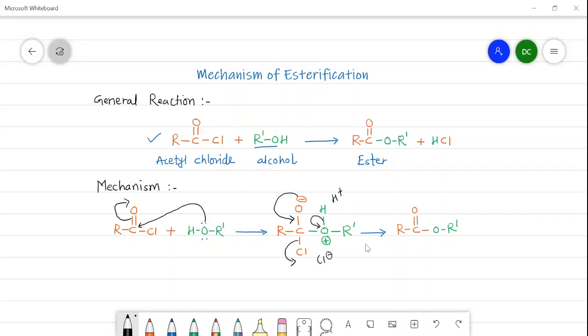They will combine to form HCl, and the remaining will be the RCOOR dash. This is the ester. In this way, esterification occurs, and we get a corresponding ester. Now, after the acetyl chloride, we will see the acid anhydride derivatives of carboxylic acid.